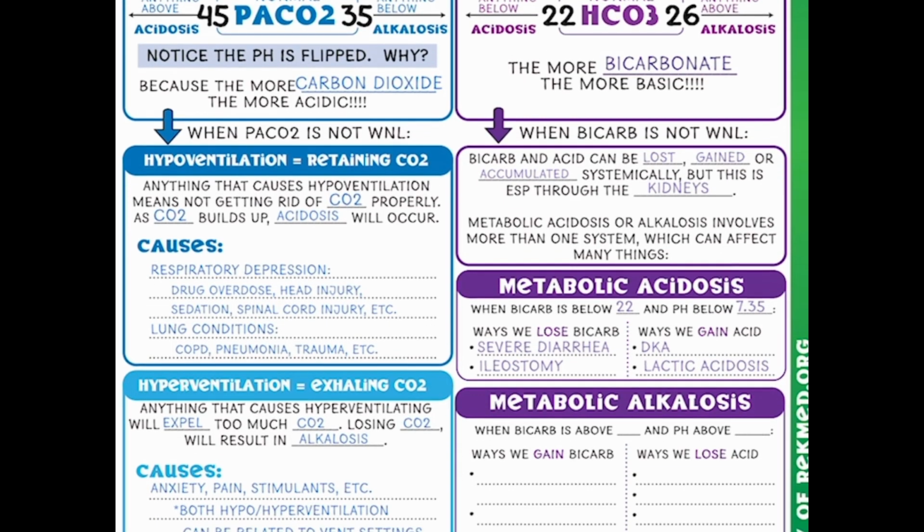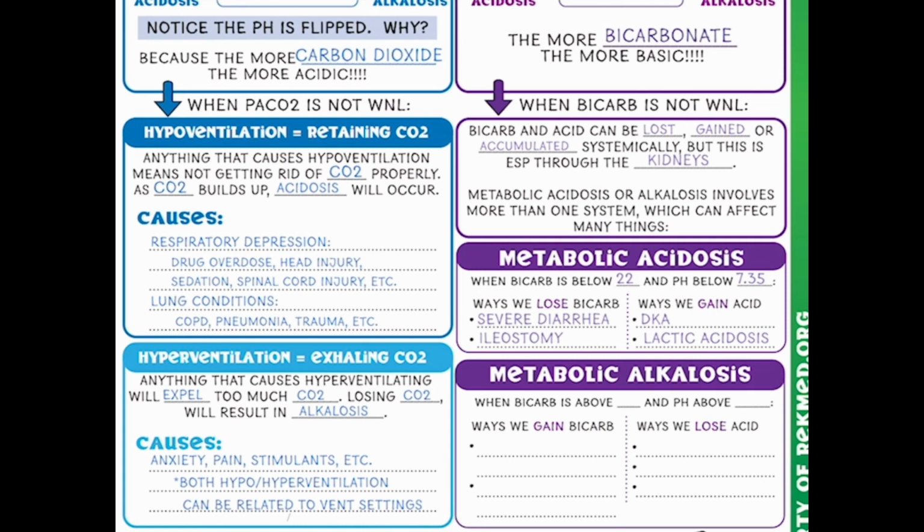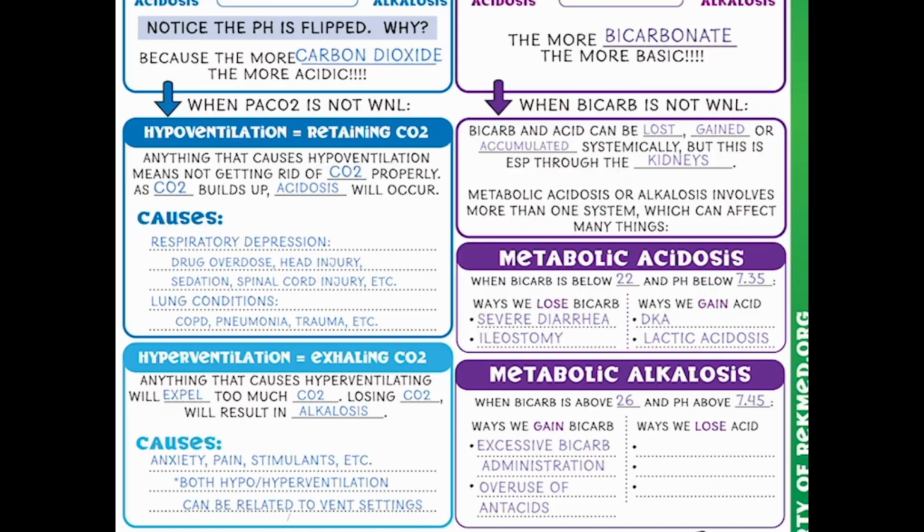And in metabolic alkalosis, how would we interpret this on our ABG? When our bicarb is above 26 and our pH is above 7.45. So ways that we can gain bicarb in a situation like this can be excessive bicarb administration, which we can do in the hospital, or even overuse of antacids. So if people are taking a ton of Tums or things to help control that acid in their belly, they can actually end up having too much of it. And ways we can lose acid is through vomiting, any gastric secretions, and potentially even diuretics that we can excrete in the urine.